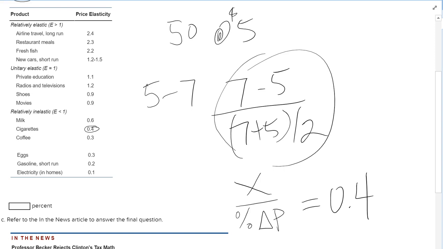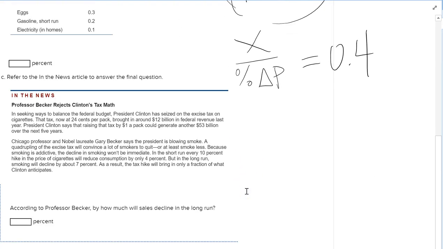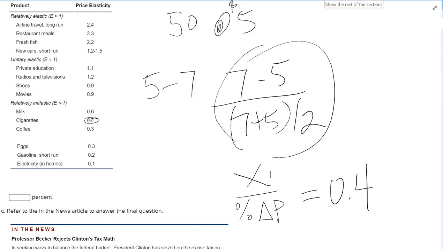So this one's quite similar to the previous one. I think the trick is finding where to start the calculation. I think that's what is quite challenging at times. And the same thing here, how much will sales decline in the long run? And if they give you a number and a percentage, you do, I think, a pretty basic calculation there.